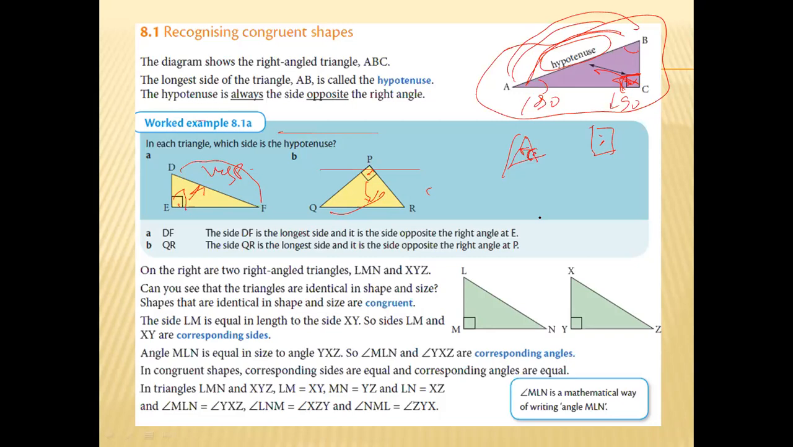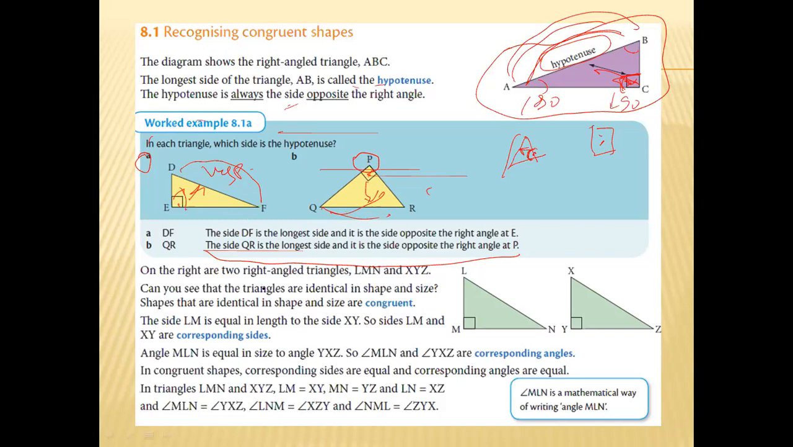Okay, I'm so sorry, the pen is not working. Okay, so we have explanation, option A. What was that? DF. The answer is DF because the side DF is the longest side and it's the side opposite the right angle at E. And B is the same way, you can see the same explanation. The opposite angle of P, our hypotenuse, is the longest side and opposite the widest angle.